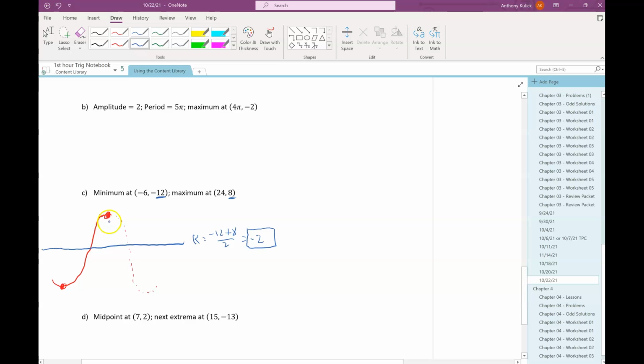I remember that the amplitude is the distance from one of these extrema back to the midline. So the maximum was at 24, 8, and our midline was at negative 2. So how many units does it take to go from 8 down to negative 2? 10? 10. Right, we need 8 units to go down to 0, and then 2 more units to go down to negative 2. So 10 units, right?